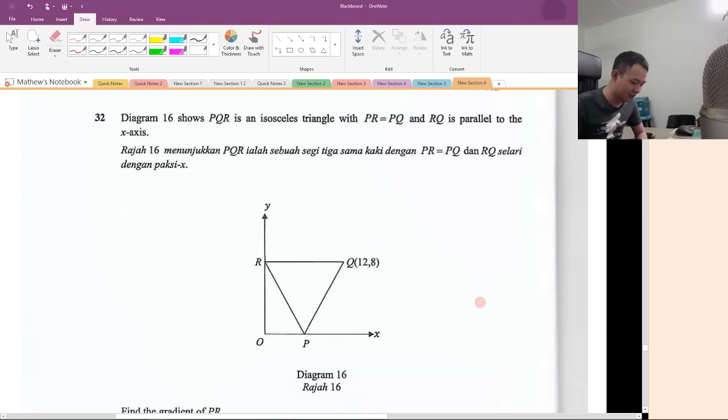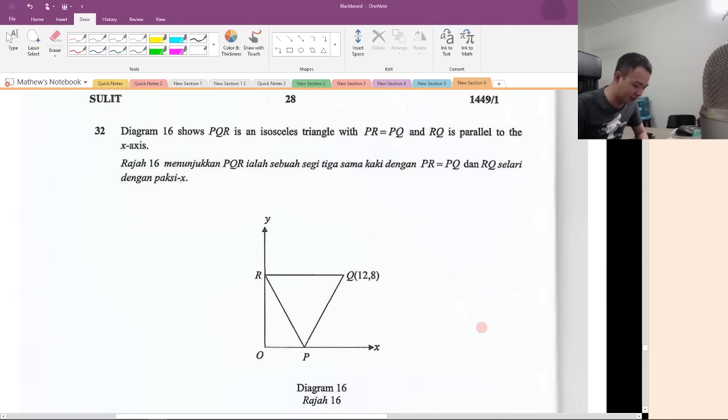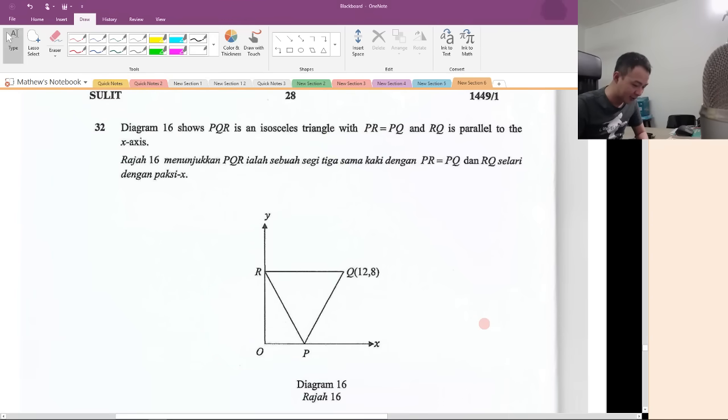Alright, okay, question 32 here. They tell us this is an isosceles triangle, PR equals PQ, so these two are the same length. If it's 12, that means the length here is 12, right? So if I divide it into half here, I know this is 6 and 6 here. And this is 8, right?